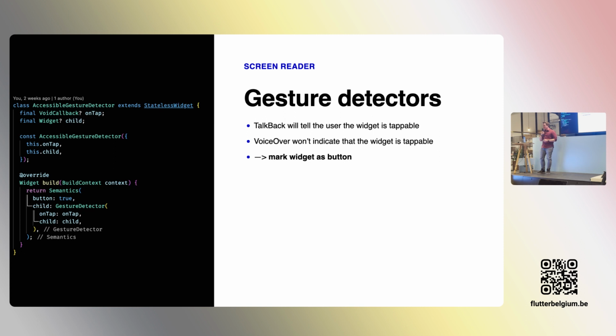So what you should do in that case is just wrap your gesture detector in a semantics widget and mark it as a button. Then the screen reader will say that it is a button, so it's clear for the user that they can tap it. I named this widget AccessibleGestureDetector. Maybe you can be a bit more creative with your widgets.